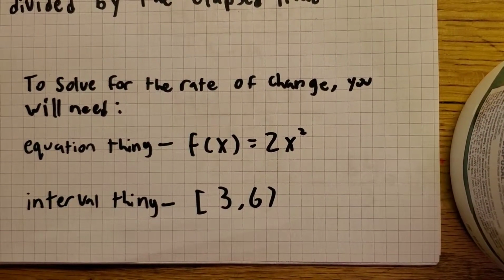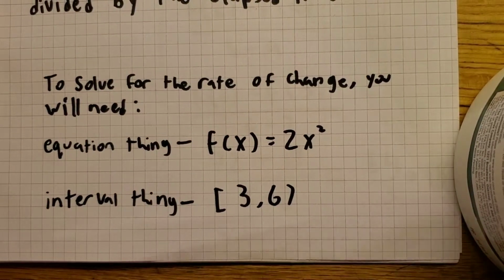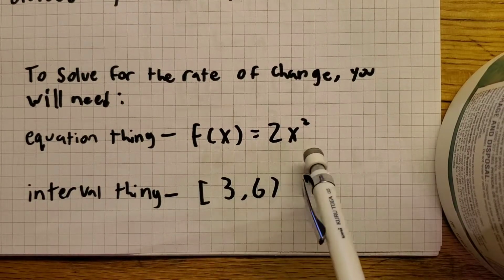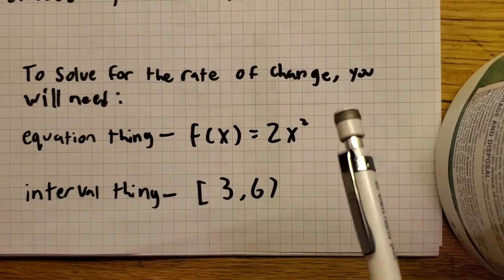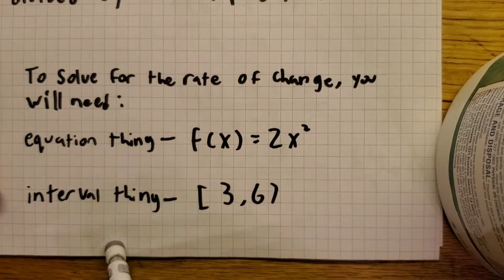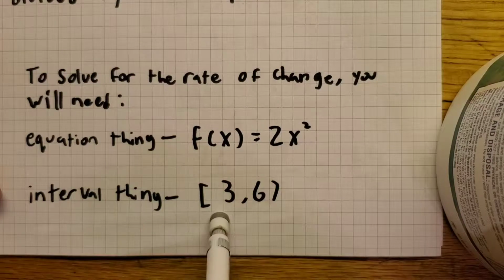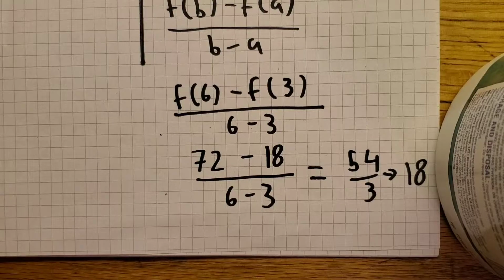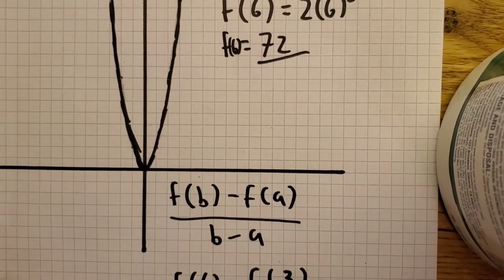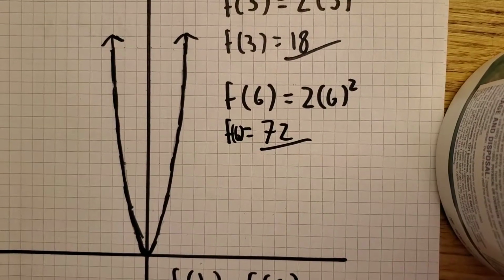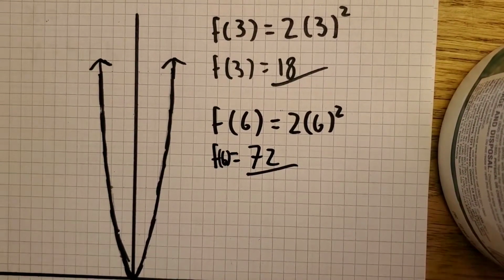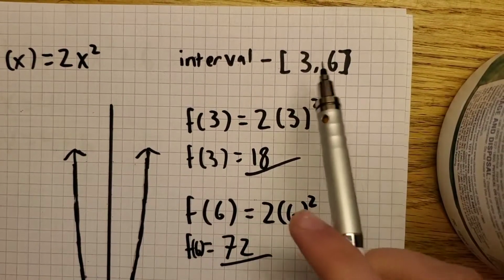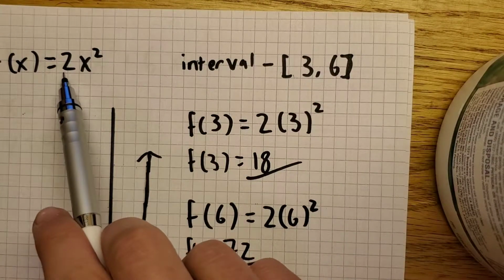So here's our first problem. To solve for the rate of change, you will need the equation, which gives you the graph, or not really the graph, but the parabola or the line or whatever you need. And the interval, which is the two numbers you need. On the graph, f of x equals 2x squared will give you a parabola, and you are trying to find the interval of 3, 6. So what you do is you plug the intervals into your formula.